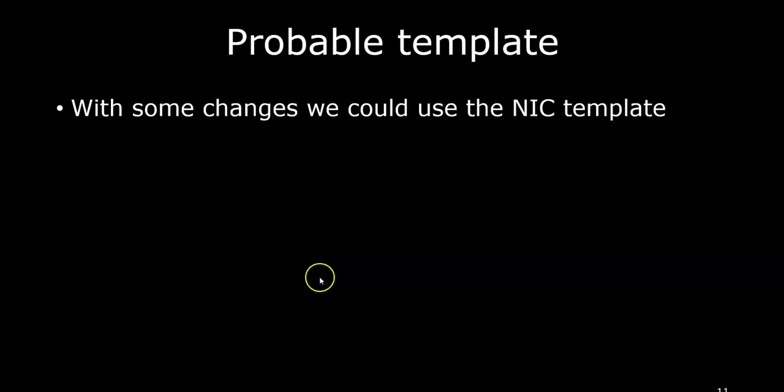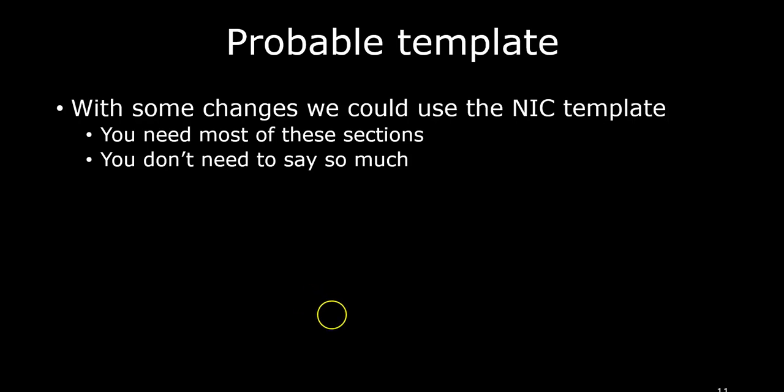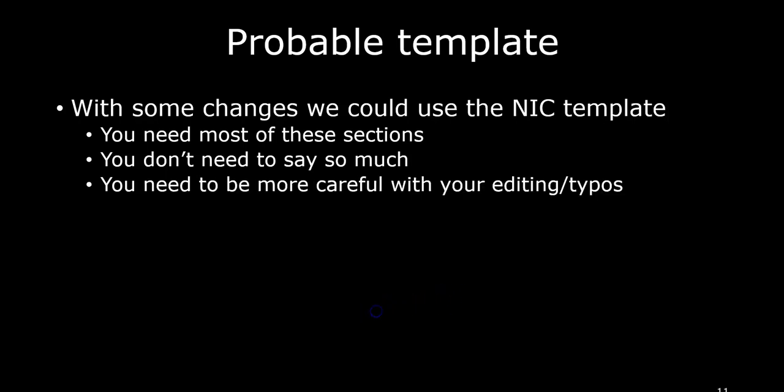So we were looking for a probable template. I think actually with some changes, not many, you could use the NIC template fairly easily. You need most of the sections. Now you've got a limit to the number of words you can use, so you won't need to say as much as we do in our one. So look at Gail's coursework description. That should give you the focus on what the main parts where you're going to get most of the marks are.